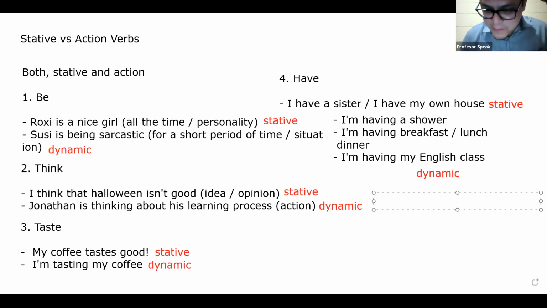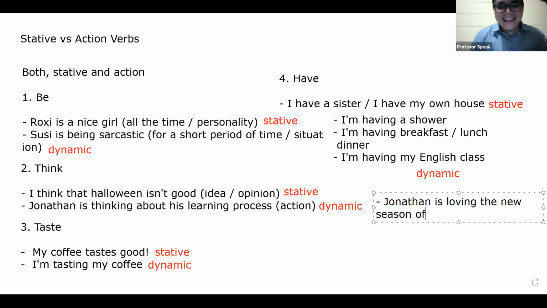Okay. All right. So, but what happens when you're talking about enjoyment, something that you really like, for example, something that you are eating, something that you are watching, right? For example, if you're watching a series on Netflix, guys, you watch the series by episodes, right? Yes, by episodes. All right. So, but at a certain time, you're going to stop watching it because it will finish. All right. So, Jonathan is loving the new season of Vikings.